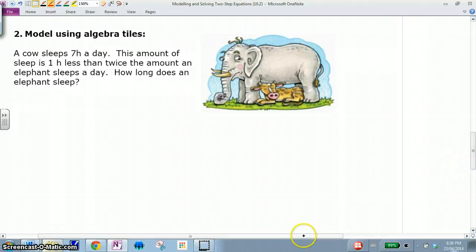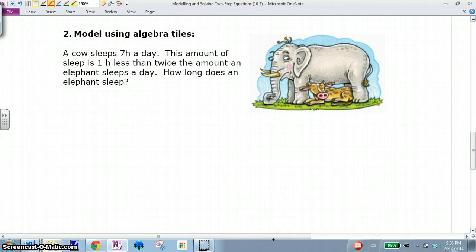Last one here gets a little tricky in the sense we're working with a bit of an interesting word problem. We're talking about these two animals. We've got our cow sleeping 7 hours a day. And then it says this amount of sleep is 1 hour less than twice the amount an elephant sleeps a day. How long does an elephant sleep? That's what we're looking for. And if we read back, nowhere does it tell us how much the elephant sleeps. The question tells us a few things.